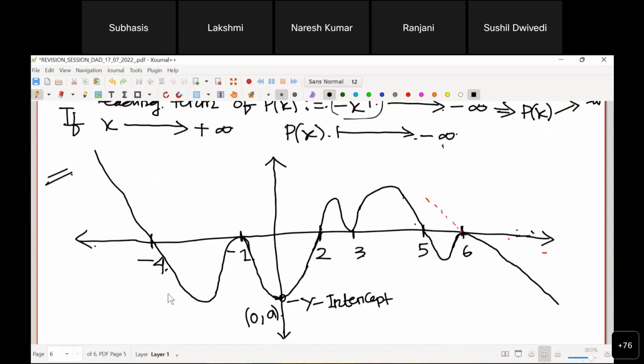This is certainly not an accurate graph, but it is enough for us to compute the turning points. As you can see, this is a turning point. This is another turning point. This one is another turning point. This is a turning point. This is also a turning point, and this one is also a turning point. This one is also a turning point. So we have 1, 2, 3, 4, 5, 6, 7. So we have 7 turning points.